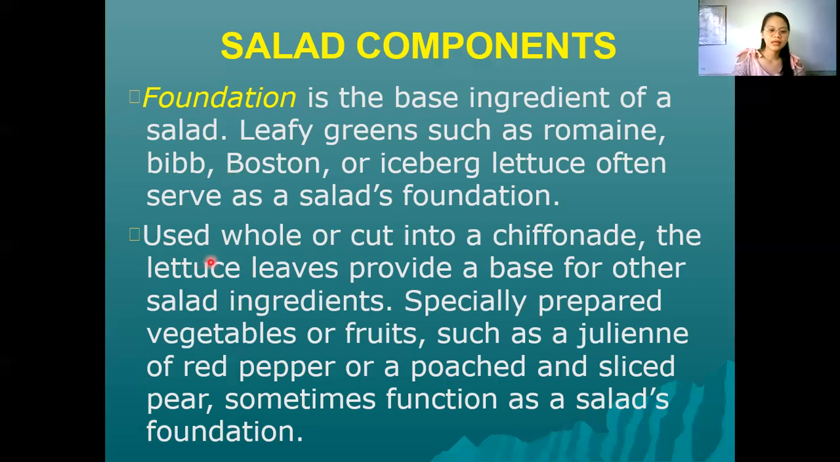Talking about the foundation, the leaves can be used whole or cut into a chiffonade. The lettuce leaves provide a base for the other salad ingredients. Specially prepared vegetables or fruits, such as a julienne of red pepper or a poached and sliced pear, sometimes function as the salad foundation. Are you familiar with julienne? Julienne is a type of cutting or slicing. Maybe you're familiar already with a vegetable salad with a julienne cut of carrots, and that could also be served as the foundation of a salad.